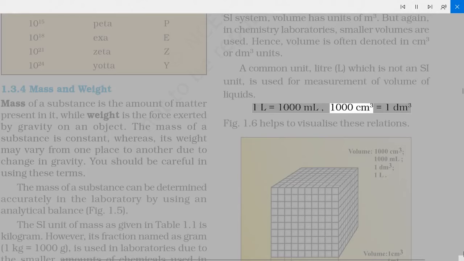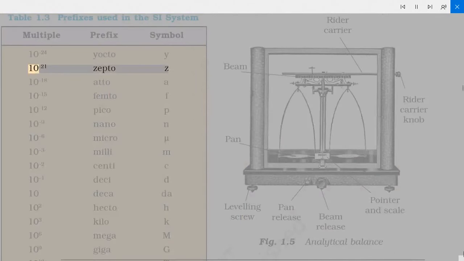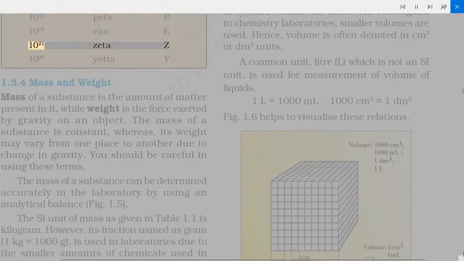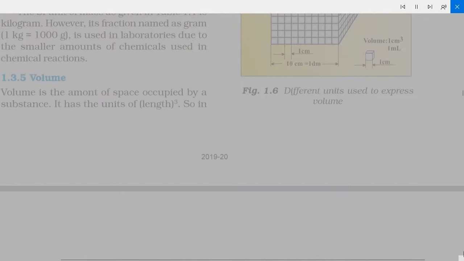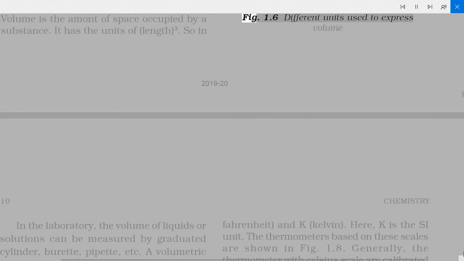Table 1.3. Prefixes used in the SI system. Multiple, prefix, symbol: 10^-24 yocto y, 10^-21 zepto z, 10^-18 atto a, 10^-15 femto f, 10^-12 pico p, 10^-9 nano n, 10^-6 micro, 10^-3 milli m, 10^-2 centi c, 10^-1 deci d, 10 deca da, 10^2 hecto h, 10^3 kilo k, 10^6 mega M, 10^9 giga G, 10^12 tera T, 10^15 peta P, 10^18 exa E, 10^21 zetta Z, 10^24 yotta Y. Fig. 1.6 Different units used to express volume.